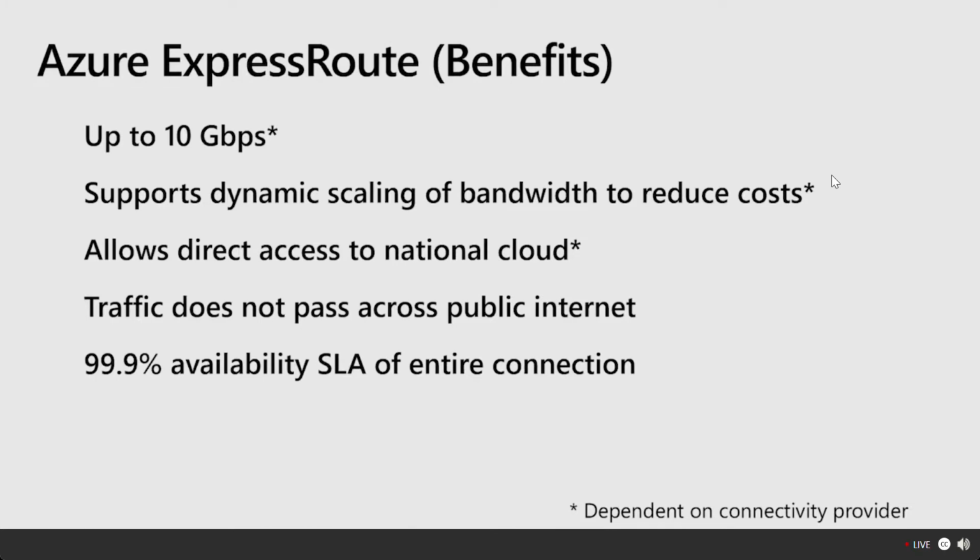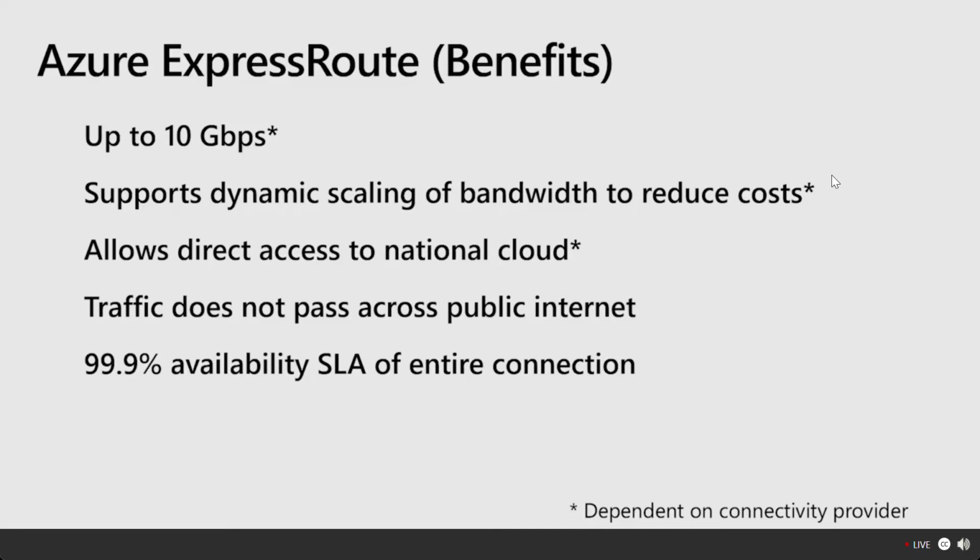If you do need a dedicated line to Azure that won't go over the public internet, you can look at Azure ExpressRoute as an option. Now that connection can be provisioned up to 10 gigabits per second, depending on the provider who's providing this connection. And it can support dynamic scaling of bandwidth. So you're not always paying for the largest amount of bandwidth you think you might need. You can scale up when you need it. Now, again, this does depend on the capabilities offered by the ExpressRoute provider in your local area.